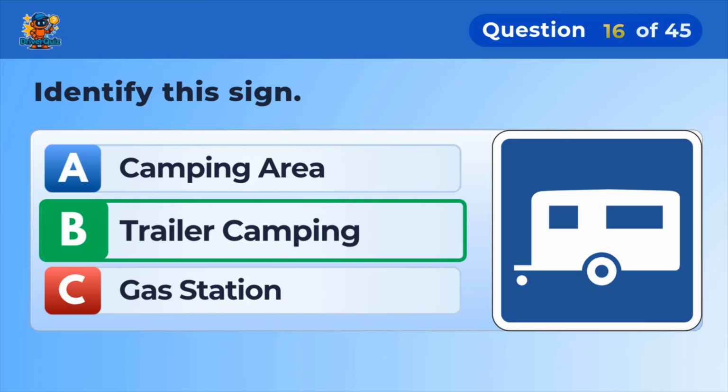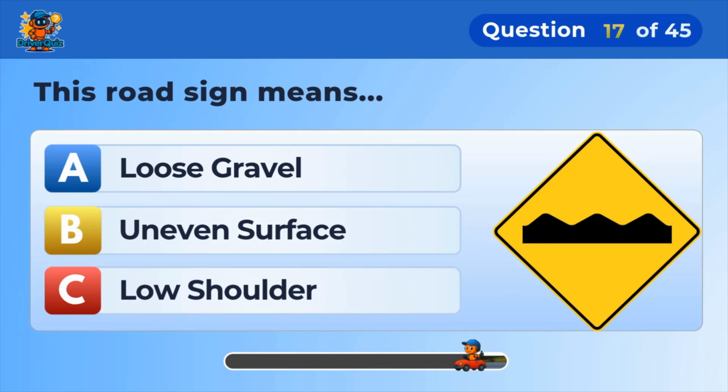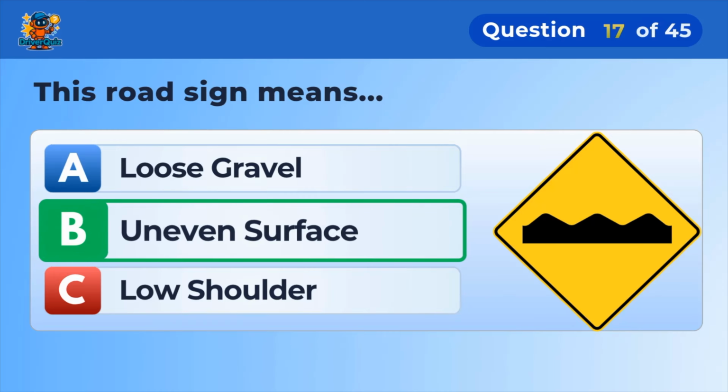Question 17. This road sign means A. Loose gravel. B. Uneven surface. C. Low shoulder. The correct answer is uneven surface.